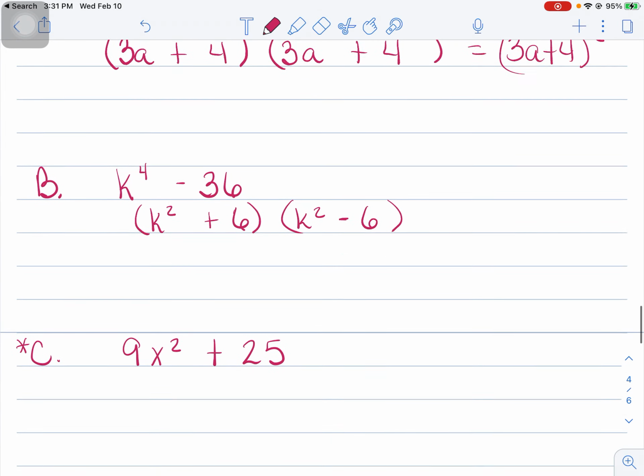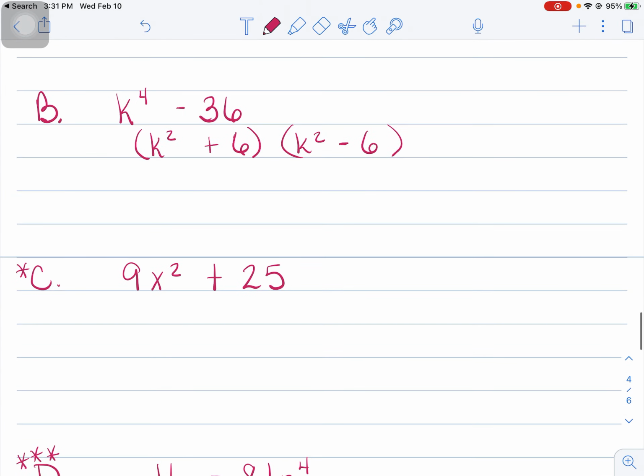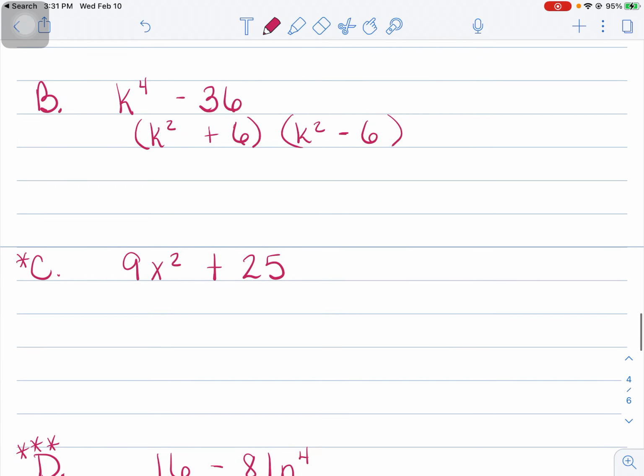Now, we're going to look a little closer at this one. So we always look and see, do we have perfect squares? Well, 9's a perfect square, x squared we can split, and 25 is a perfect square. However, this is not a difference. This is a sum. It's not a difference.